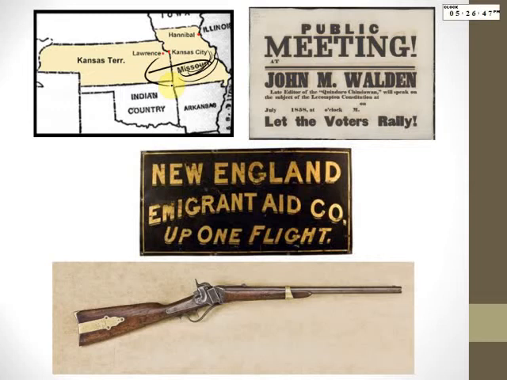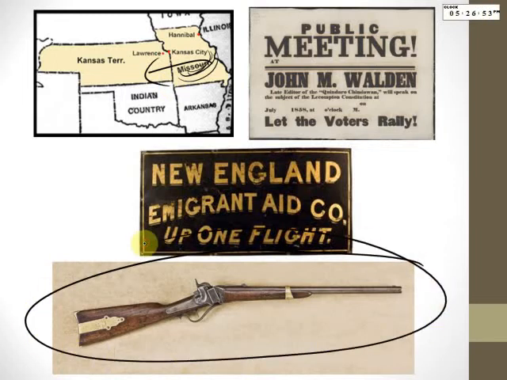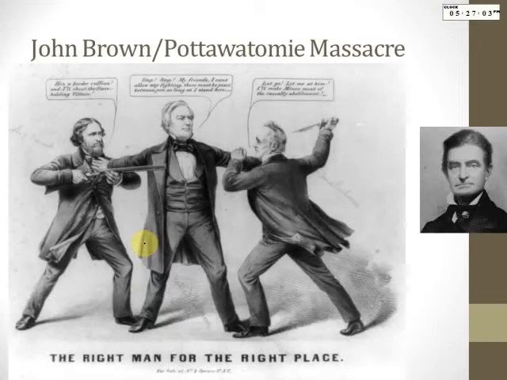So again, it's one of those things where a lot of people are moving in. Are things going to get violent? Yeah, in fact, you're going to have John Brown and the Potawatomi Massacre. Blood will be spilled. People will die. And people will be angry. So you should know the Potawatomi Massacre.